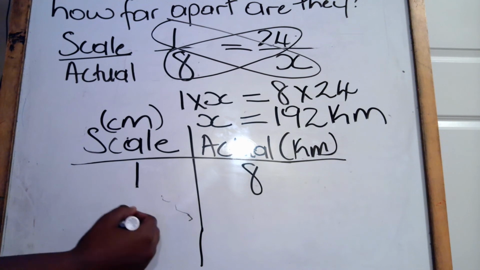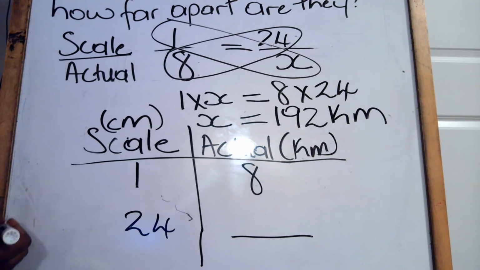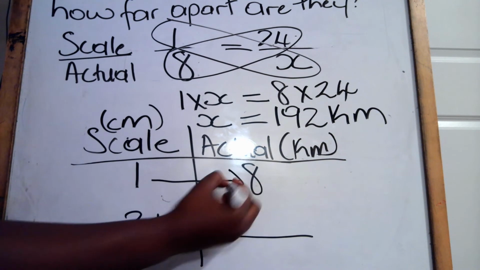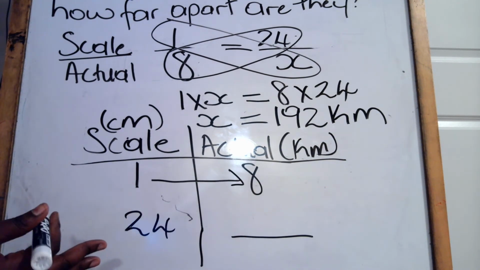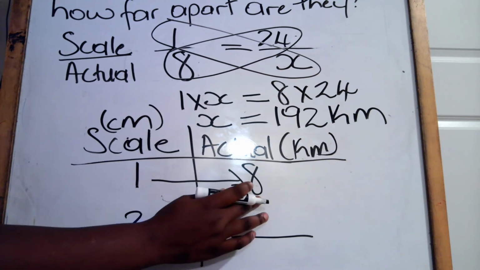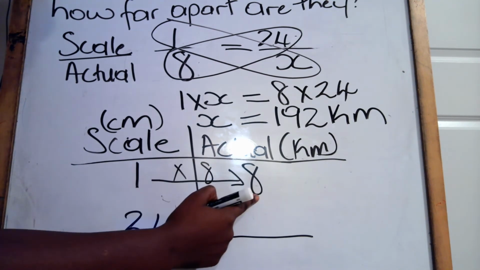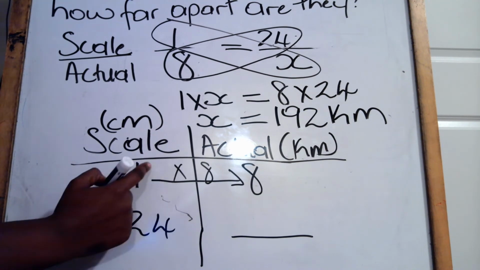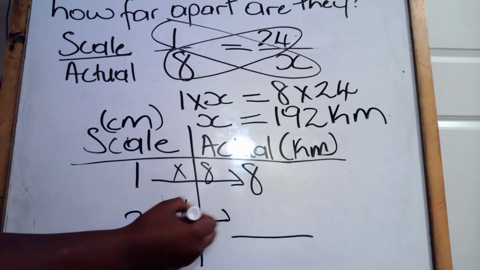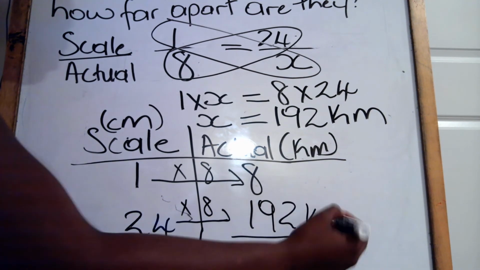Now we have 24 centimeters. We want to know how many kilometers that would be. So ask ourselves again, how did we move from 1 to 8? Remember, it's either by multiplying by a number or dividing by a number. What could we do to 1 to get 8? We multiply by 8. So 1 times 8 would give us 8. Anything that we multiply the scale by here, we have to multiply this side also by that number. So we multiply 24 by 8, which will give us the 192 kilometers.